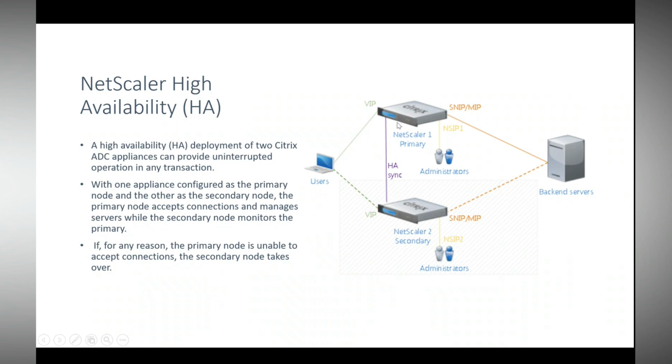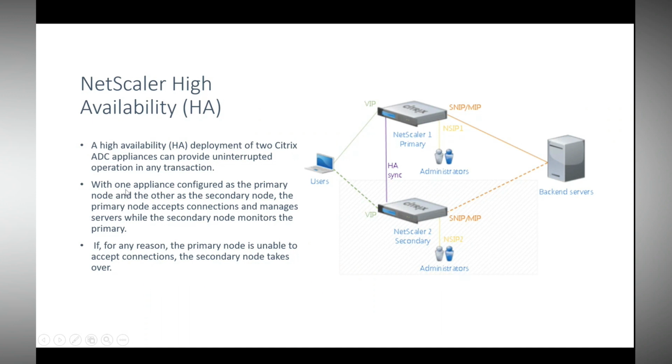So let's say if this appliance goes down, then this will become the primary and it can connect to the backend so that your users won't have any interruption. Even if one appliance goes down, the user won't see any interruption. Automatically the connection will be connected to the other NetScaler appliance and it will serve the user connection.